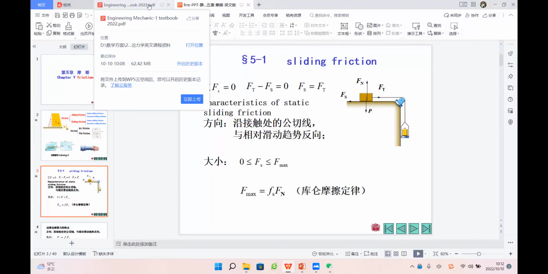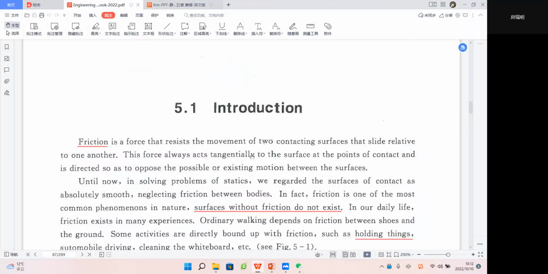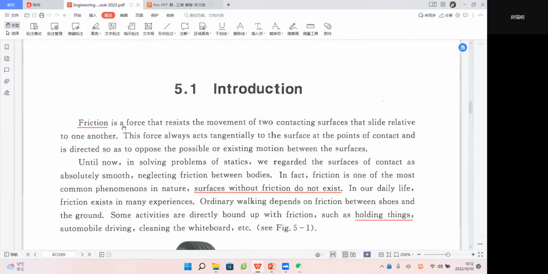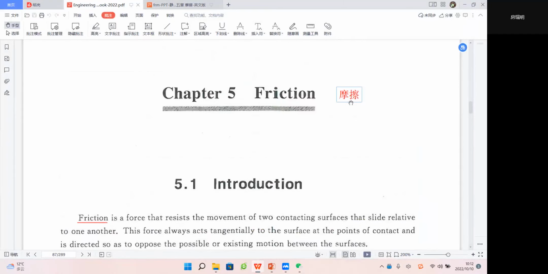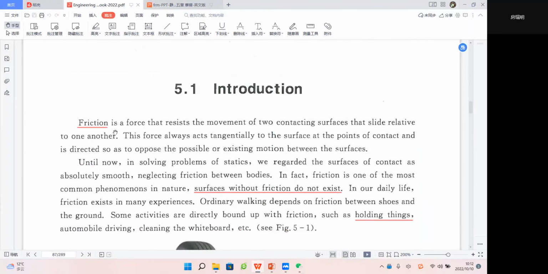So first, let us look at the introduction of this friction. Maybe you all know this friction. In Chinese, we call that 摩擦. So friction is a force that resists the movement of two connecting surfaces that slide relative to one another. Actually, it is the force which will prevent that relative movement from happening.